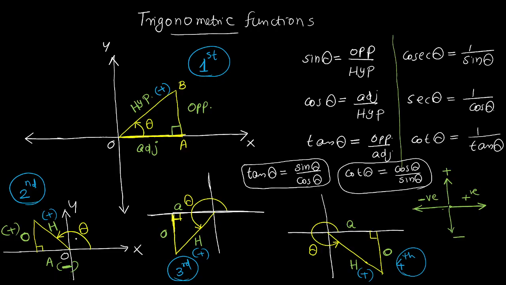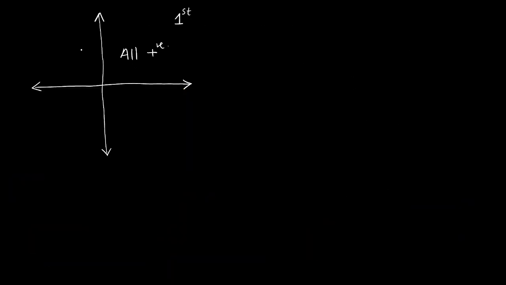Yes, sir. So what I am saying is, in the first quadrant, I mean smaller angle, all trigonometric ratios are positive. Then I don't want to spend time discussing the sign of adjacent and opposite. You got the logic. So let me explain the next quadrant.